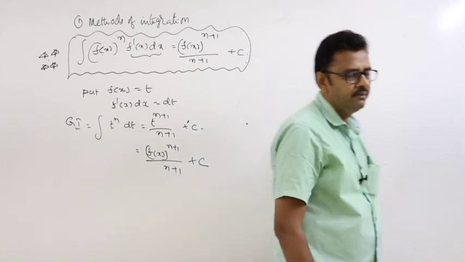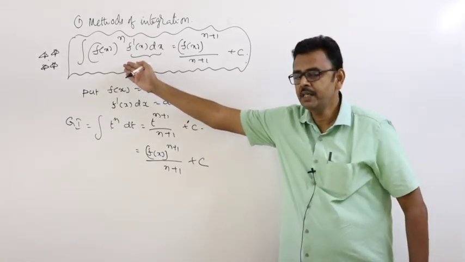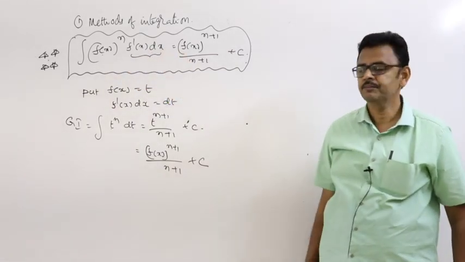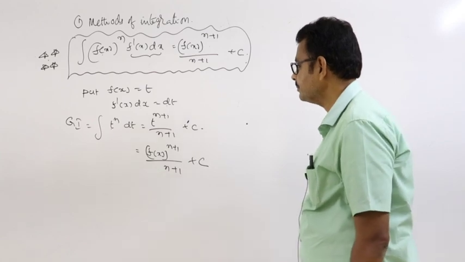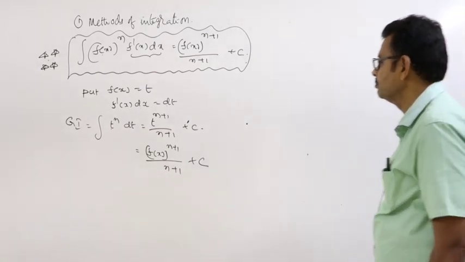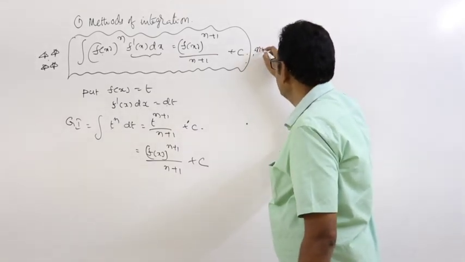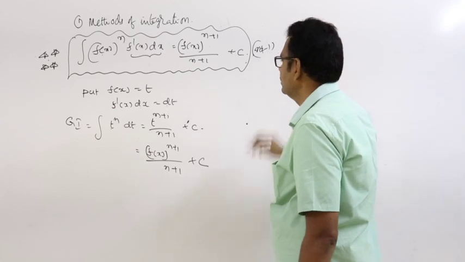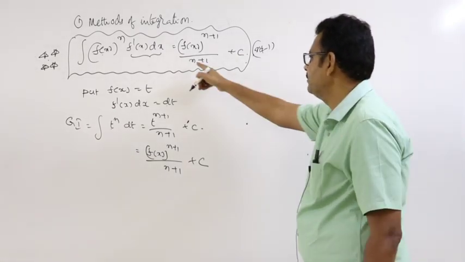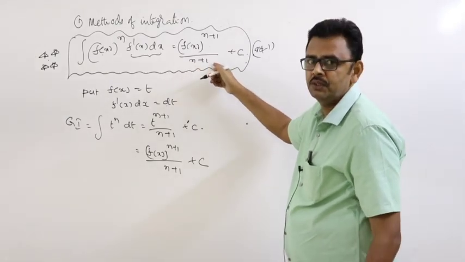So this is a very important formula. A majority of problems are solved using this formula, provided the condition that n is not equal to minus 1. If n is equal to minus 1, what happens? This becomes minus 1 plus 1, which is 0, which is not possible.